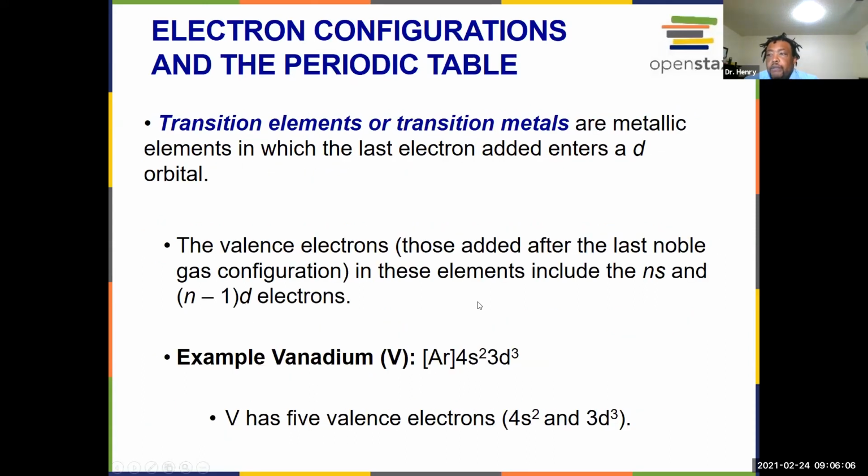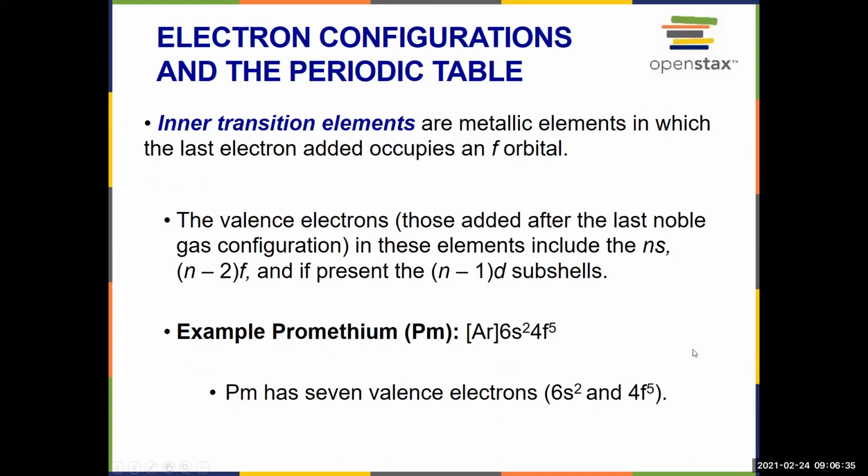Okay, so if we have vanadium, right? Vanadium has 5 valence electrons, right? Because the 4s, the 4 level isn't completely full, and the 3 level isn't completely full. So here we have 5 electrons to work with in terms of its valency. Are you with me? Mm-hmm. Okay.